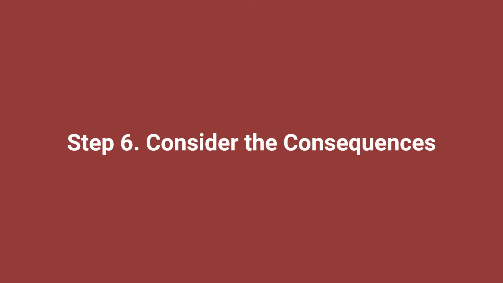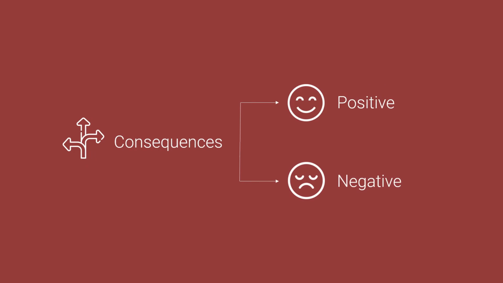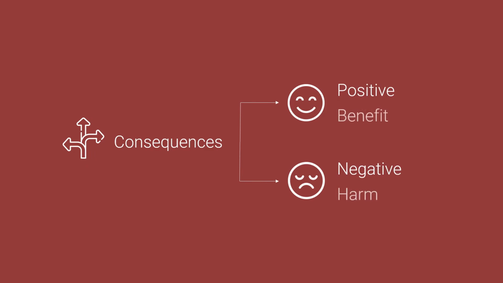Consider the consequences. If the dilemma's values and principles have still not given you a clear course of action to take, then consider the possible consequences of your remaining alternatives. This means working out each of their positive and negative consequences and estimating how beneficial or harmful they are to the dilemma if you were to choose them.